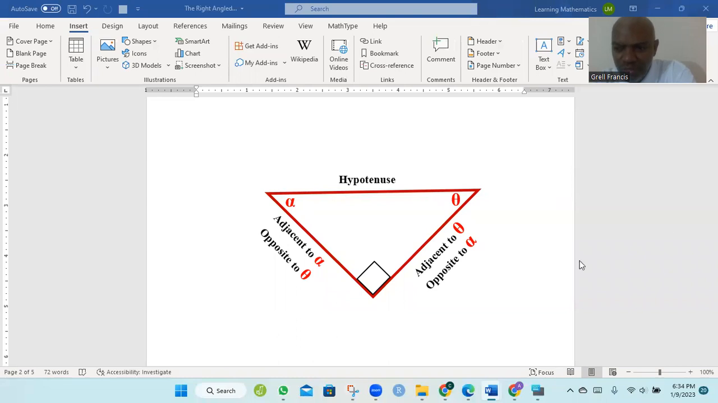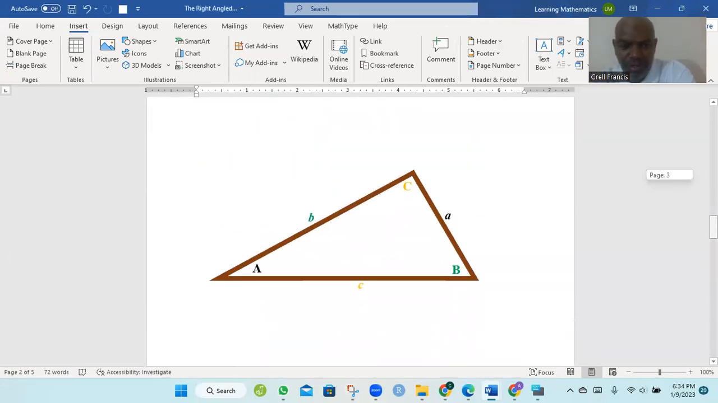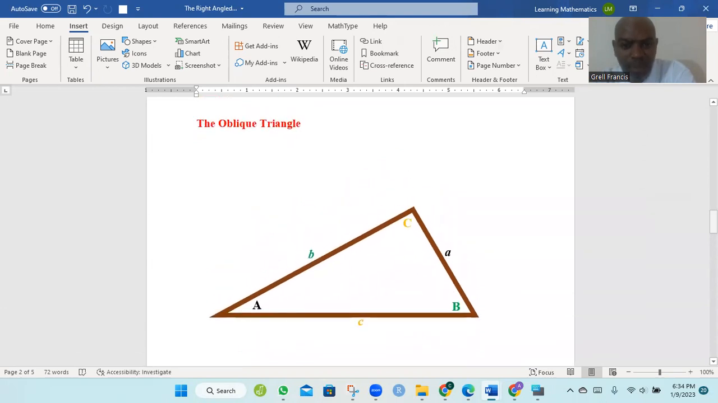So let's move on to another triangle that does not have a 90 degrees. Let's call it the oblique triangle. Now, the oblique triangle does not have a 90 degrees. It does not have a box. So any triangle that does not have a box, you must not mention the word hypotenuse, and you must not mention the word adjacent.